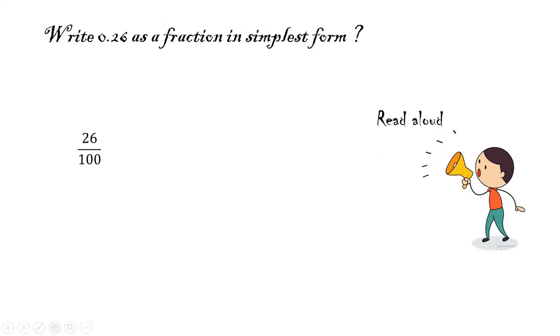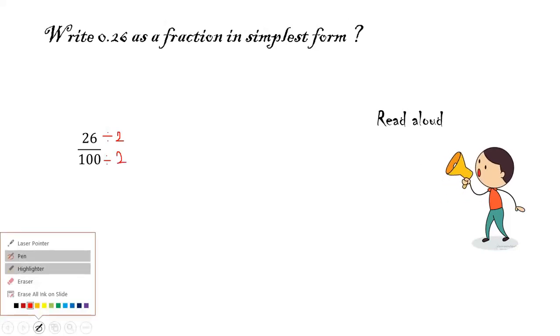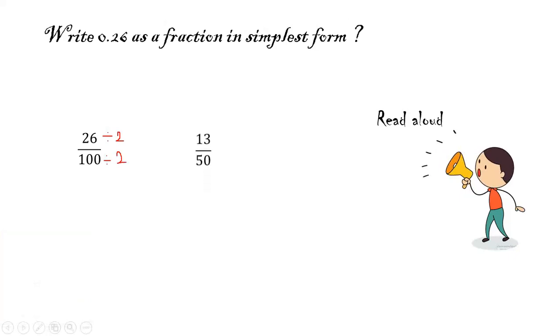So the second part is write it in simplest form. Like you see on the screen, the fraction is not in the simplest form. So to write it in simplest form, we can divide both numbers by 2. So after that, the fraction will be 13 over 50. 13 over 50, and it is in simplest form.